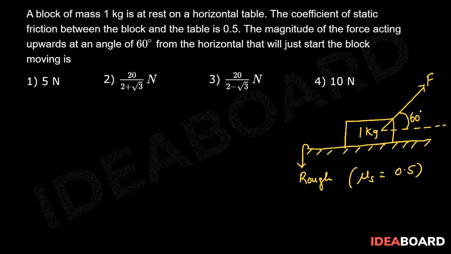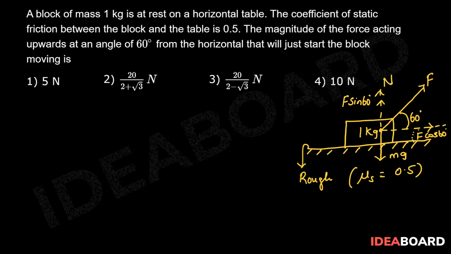Now if we draw the free body diagram on this 1 kg block, we will have its weight acting downwards, which is mg, and the normal reaction force acting vertically upwards. Now F gets resolved into two components: F cos 60 degrees, which acts horizontally towards the right, and F sin 60 degrees, which acts vertically upwards.